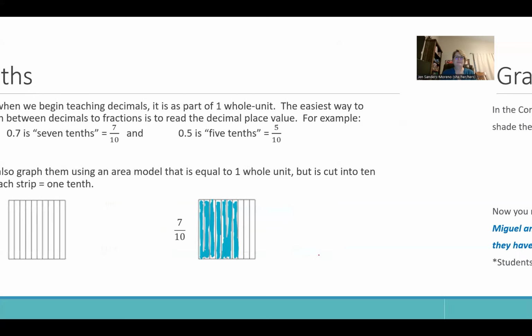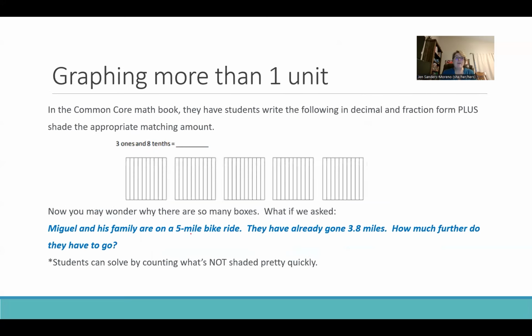And as you can see here, to represent 7/10, you just have to shade 7 of them. Pretty simple. All right. Can you graph more than one? So if we had something that looked like 3 ones and 8/10. You'll notice that to the side here, we have a little blank. We could write this in decimal form, or we could also write it in mixed number form. We could also write it in improper fraction form, and I'll show you that one in just a second.